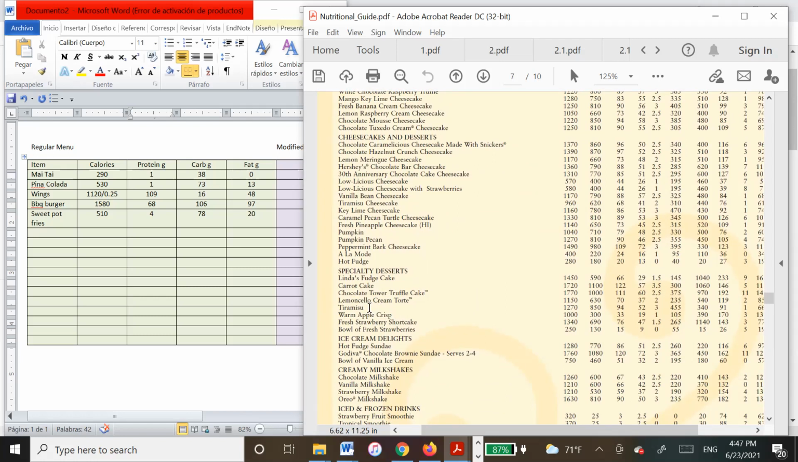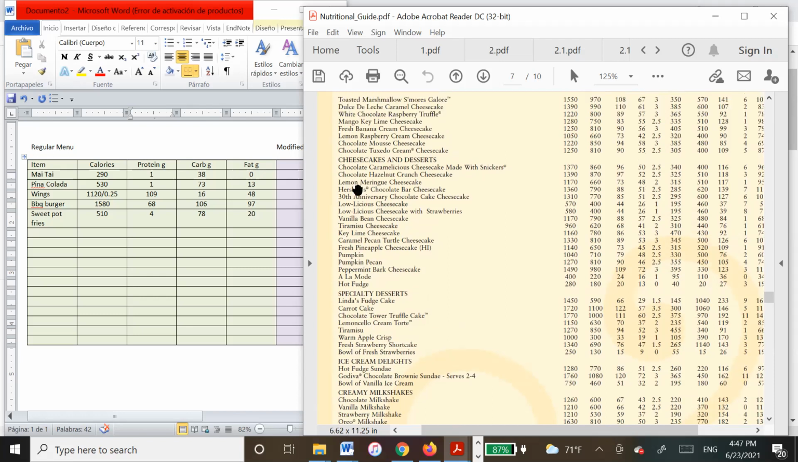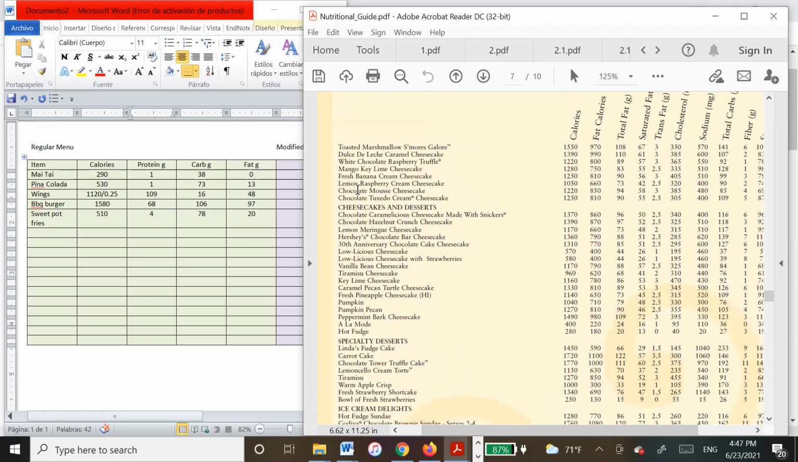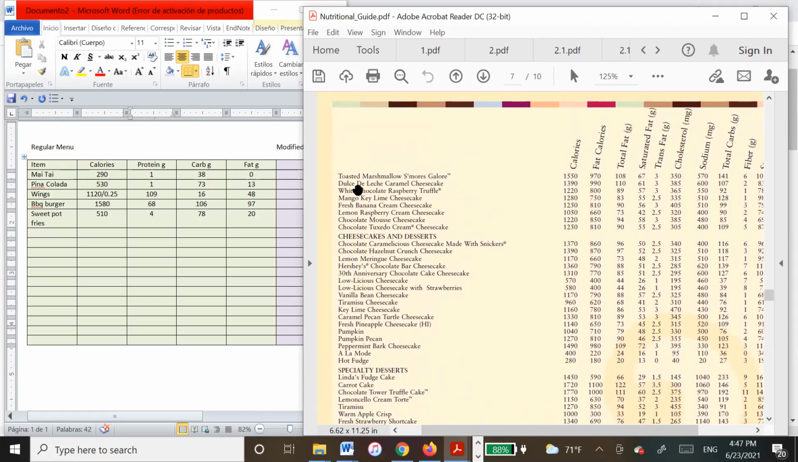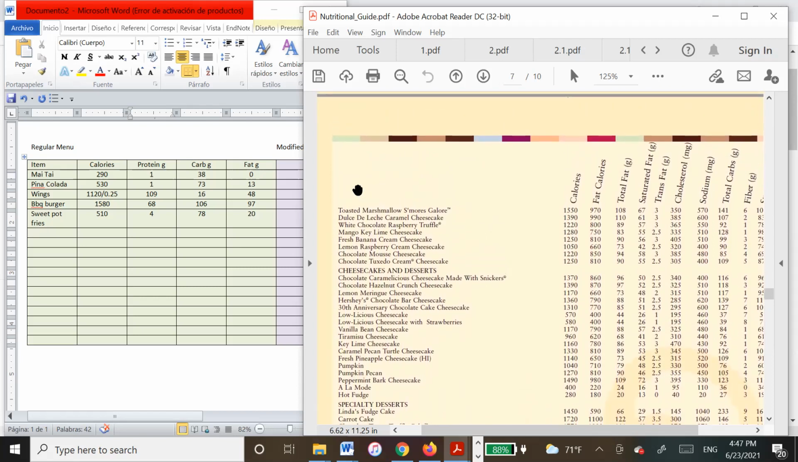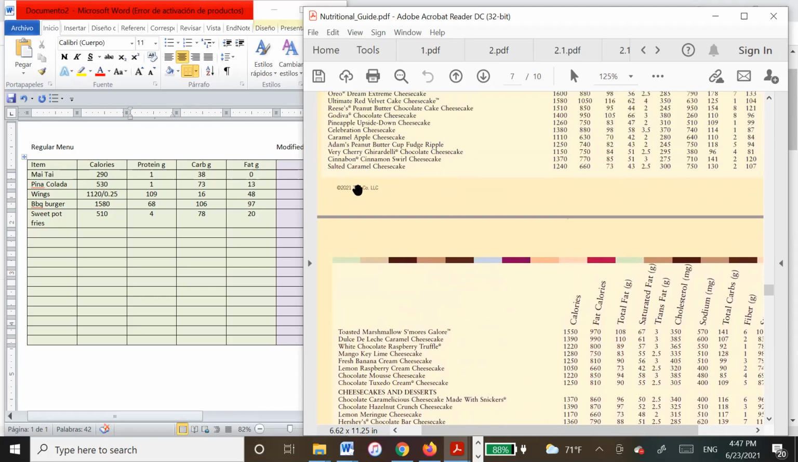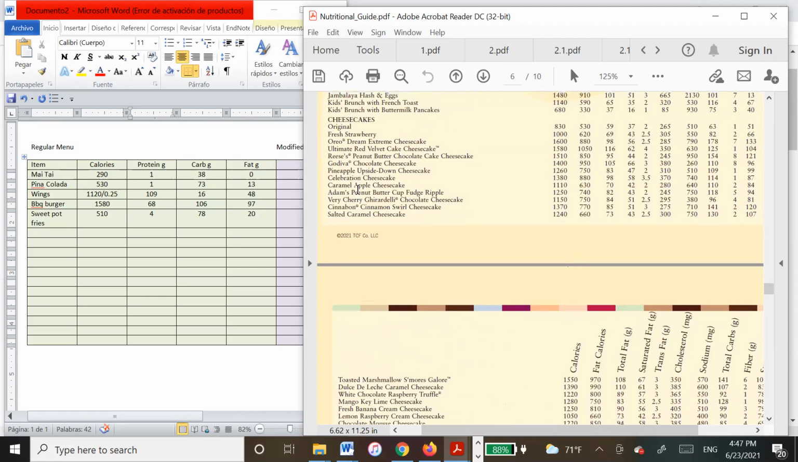I see chocolate, caramel, tiramisu, white chocolate raspberry, chocolate mousse. I don't see the, oh, this cinnamon one actually sounds really yummy too. So let's say we're like, oh, what the heck, we're celebrating. So let's get the celebration cheesecake, okay?